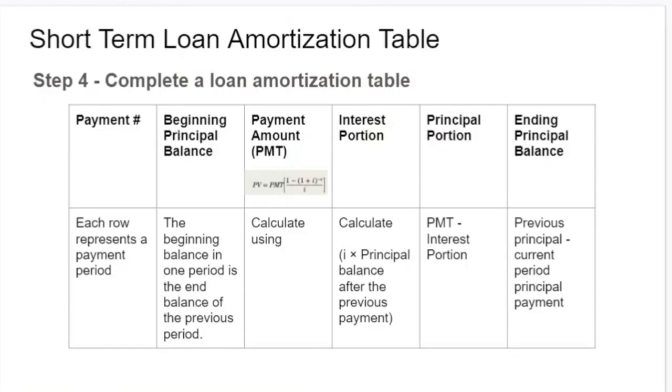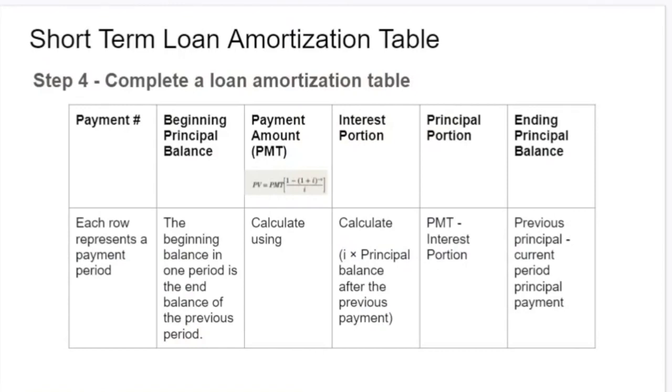You have the payment number. So if you're doing 5 payments on a loan, say a 5-year loan, once a year, $1,000, we'll have 5 payments. The beginning balance of the principal really is going to be the end balance of the previous period. So the very first amount that we're going to put in there is the amount of the loan, because that's what we borrowed.